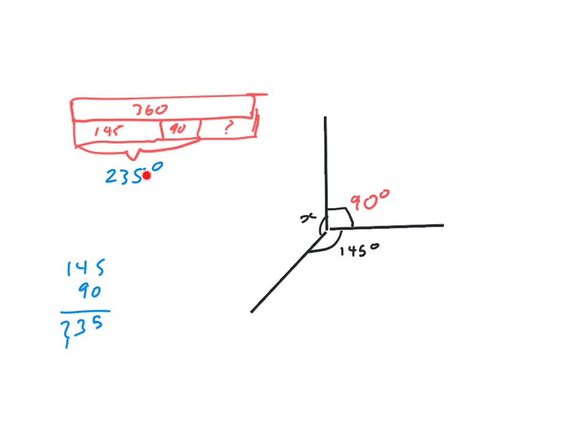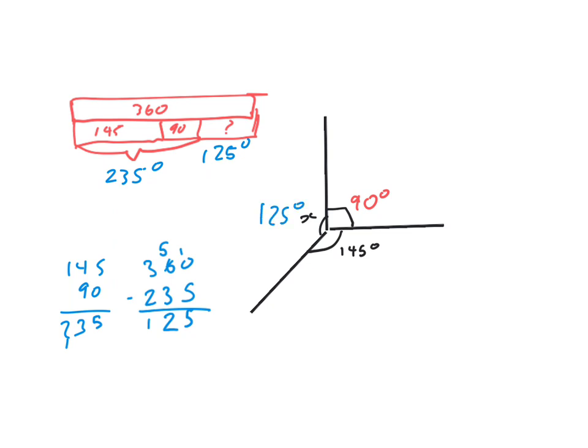So what do I need to do to find this bit? I need to get rid of this bit, so I need to take it away. So 360 take away 235. Can't do 0 take away 5 no matter how hard I try, so 10 take away 5 is 5, 5 take away 3 is 2, 3 take away 2 is 1. Our missing number is 125 degrees.